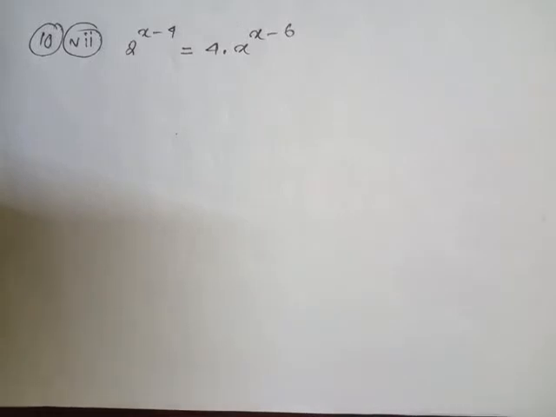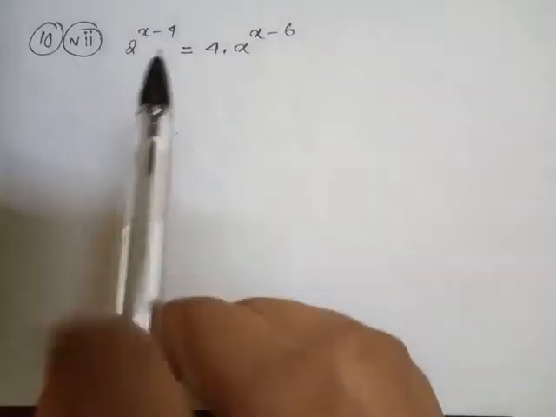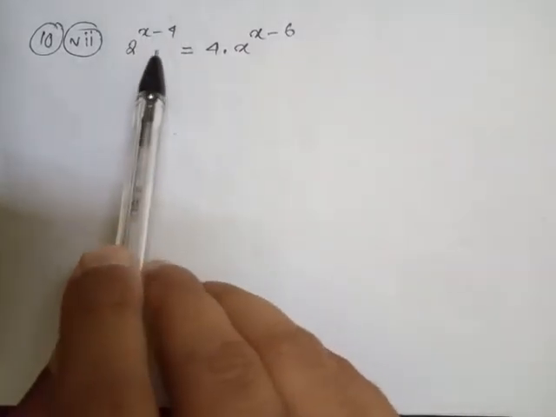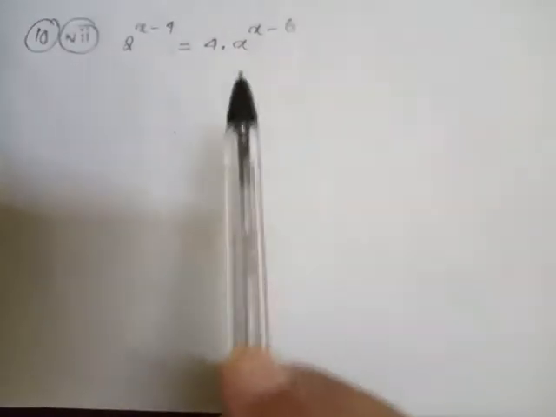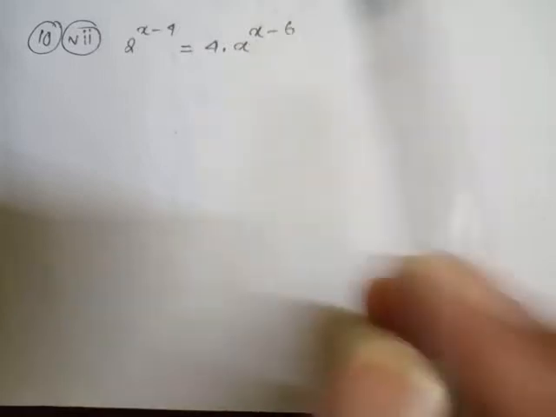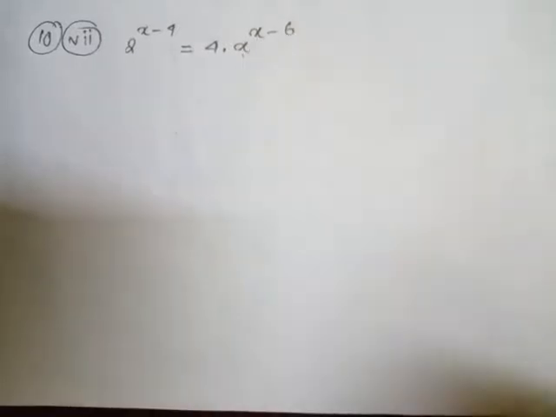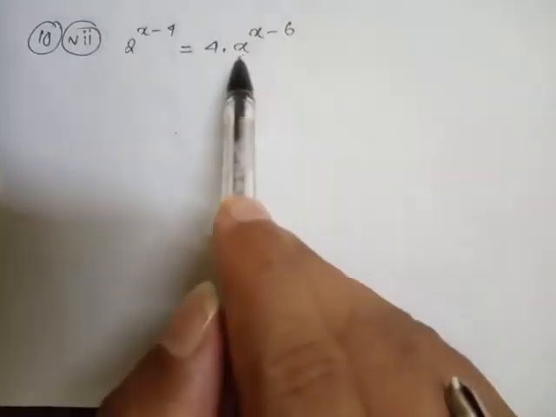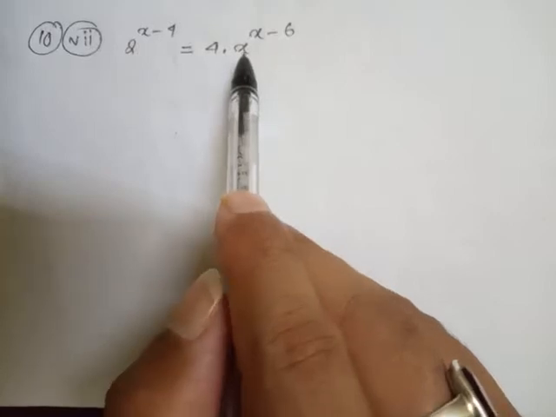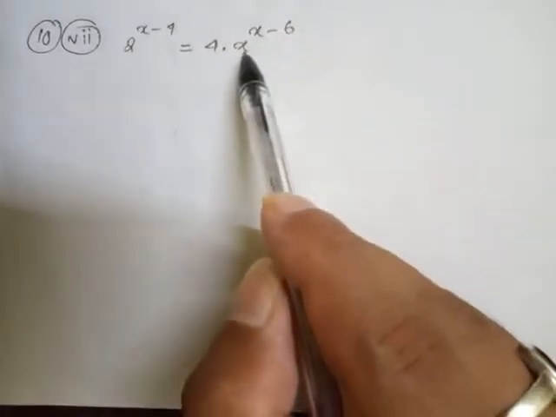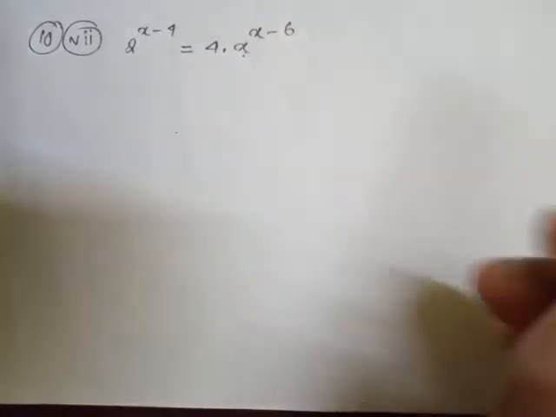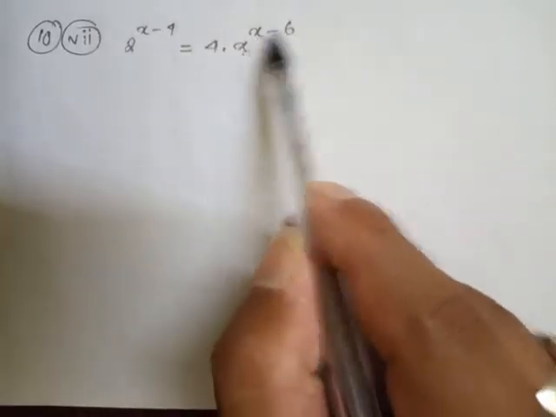Student, this is question number 10 Roman 7. The question is given 2 to the power x minus 4 equal to 4 into... In your book, I repeat again, in your book it is given 2 to the power x minus 6, which is a wrong question. There should be x to the power x minus 6, not 2.